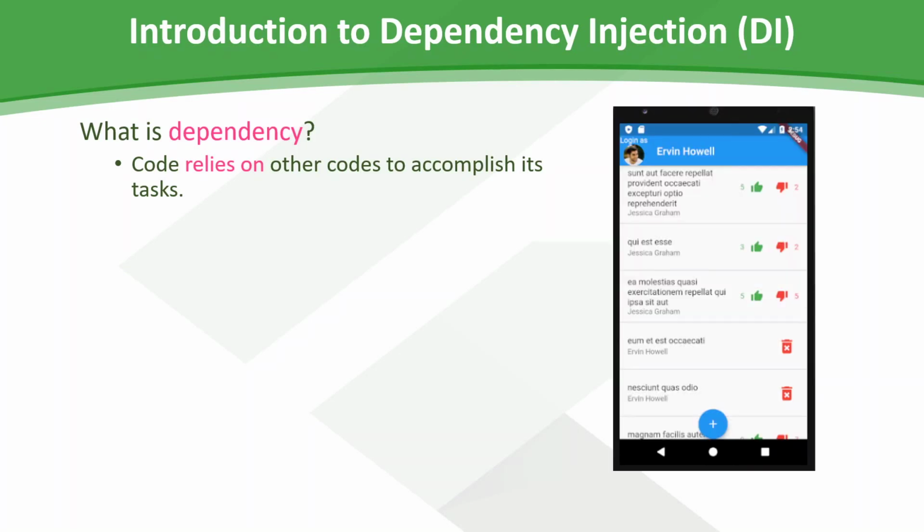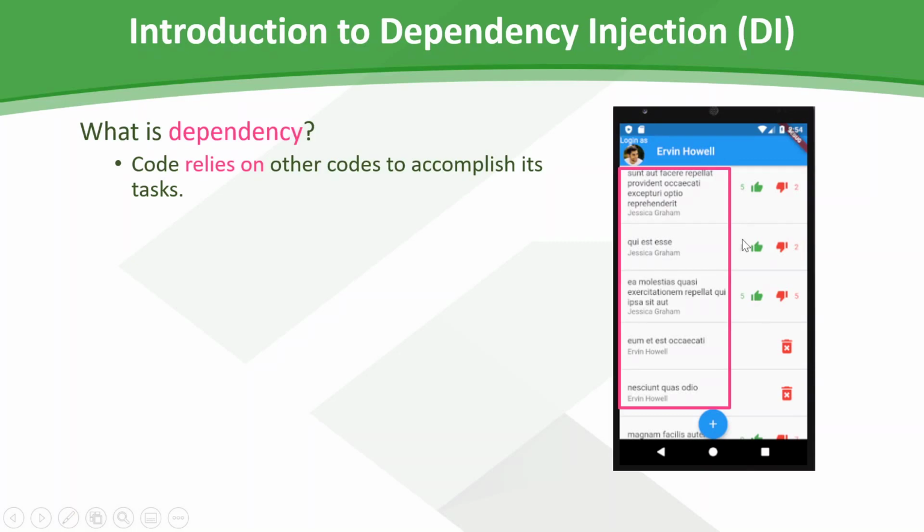For example, here I give you an example screen. The code here is the screen itself, the widget for this screen. In order to build this screen, we need information like the user, right? We need the user's information because we want to render the user profile here, the avatar and also the username. So user here is basically a dependency of the screen, because this screen relies on this user.